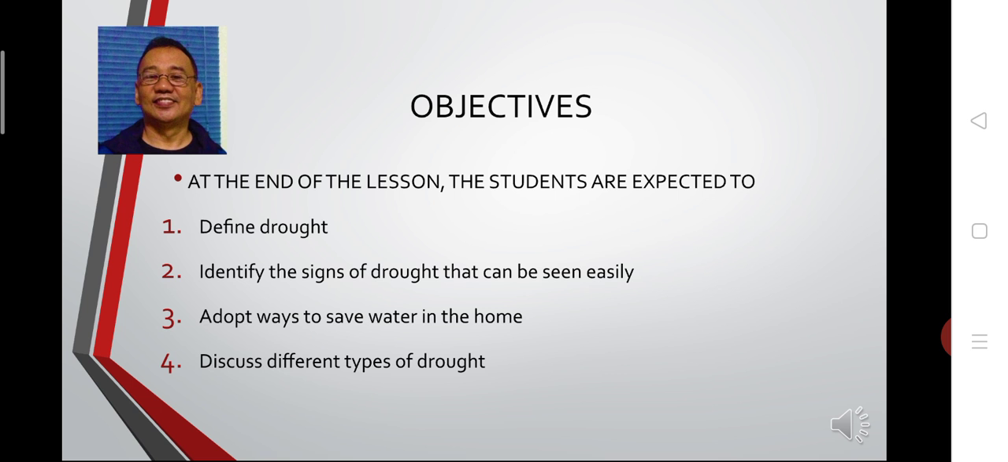Okay, the objectives of this lesson: at the end of this lesson, the students are expected to define drought, identify the signs of drought that can be seen easily with our naked eye, adapt ways to save water in our home, and of course, discuss the different types of drought.